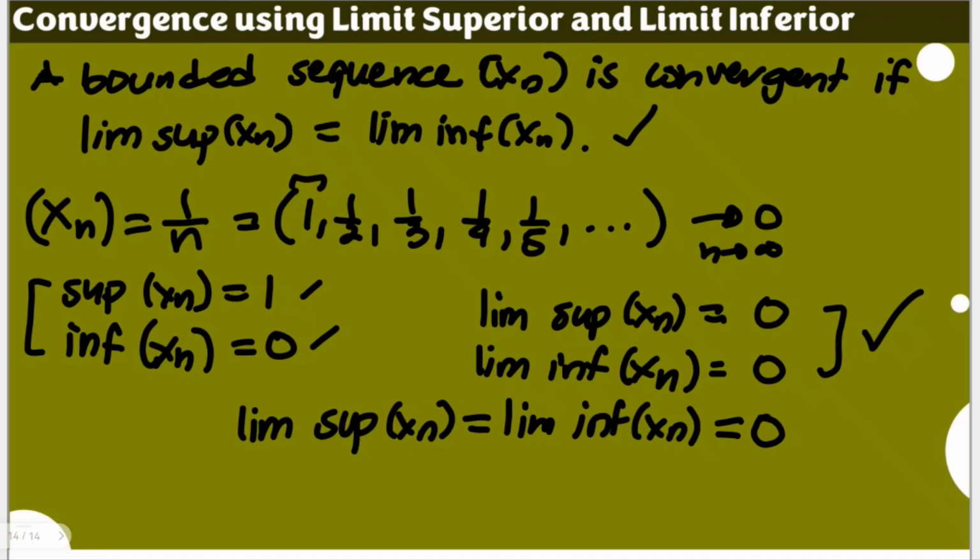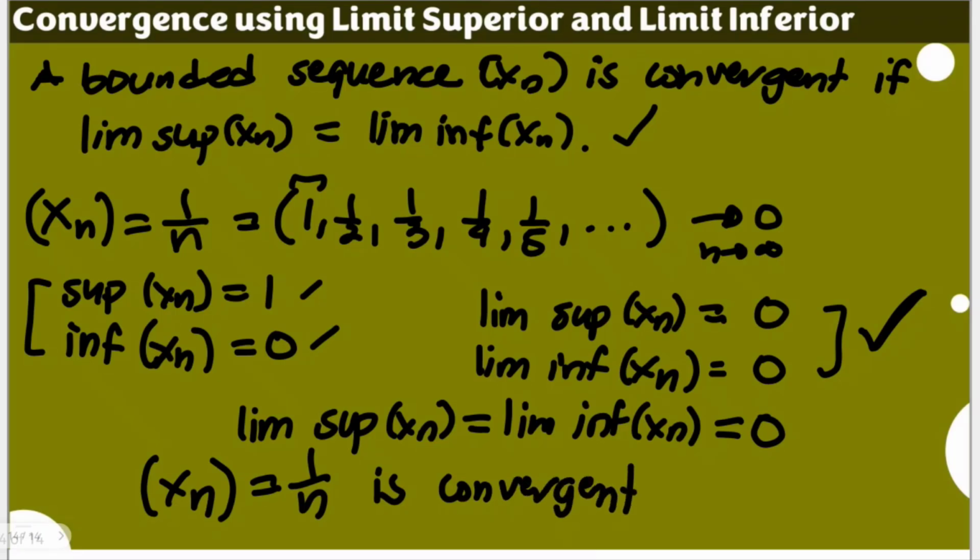This, according to this theorem, since again we have guaranteed it's bounded and we have this idea, therefore, the sequence x sub n, which is 1 over n, is convergent. Because of this. We also have other criteria emphasizing this is really convergent, but this is the idea of convergence using the limit superior and limit inferior.